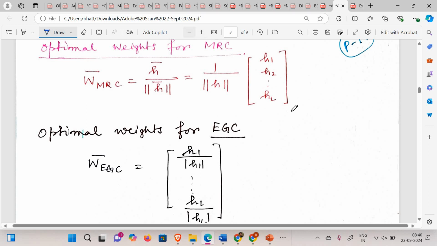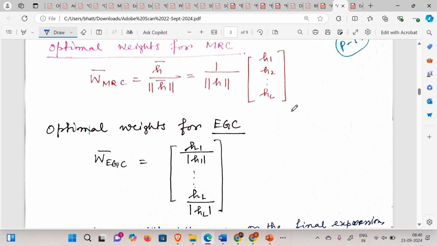Maybe I'll just reduce the font a little bit. So this is called the optimal weight of MRC, WMRC. On the previous page we mentioned that this is nothing but a weight factor. In case of MRC, this weight factor is the H vector divided by the norm of the whole channel H. But for EGC it is nothing but H1 divided by the absolute value of H1. That is the major difference. And this is relatively easier to perform because we don't need all the H. We only need that particular branch and its coefficient. That's all. So that makes the calculation a little less.